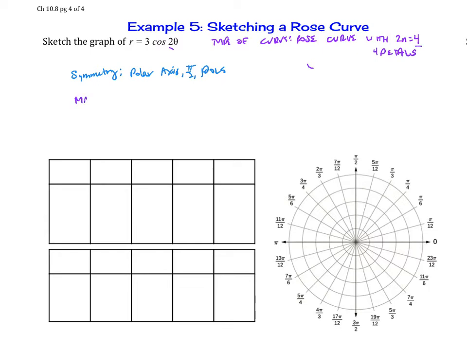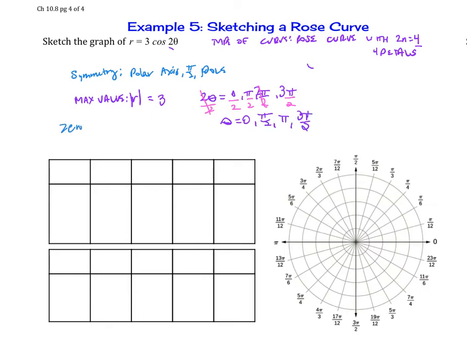Our max value of r, so when is that going to happen here? That's when cosine of 2 theta is going to equal 1, and when it equals 1, we know the max value is going to be 3. So when does 2 theta equal that? That's going to be at 0, pi, 2 pi, and 3 pi. I do a couple because then when you divide by 2, it gives us a little bit more points or values. So we know that the max value is going to occur, dividing by 2, when theta is 0, pi over 2, pi, and 3 pi over 2.